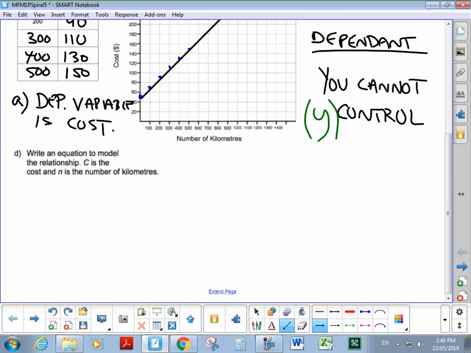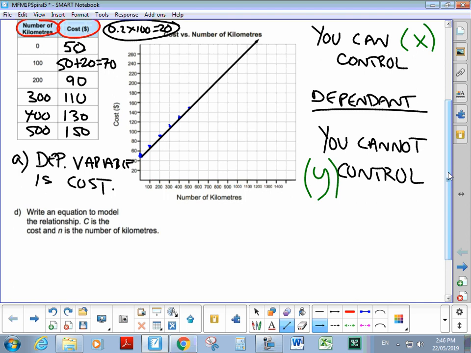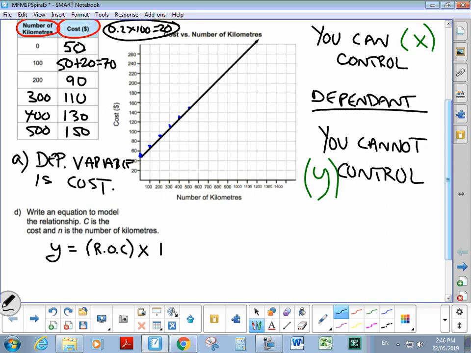Now, part D says write the equation. Remember, the equation is always y equals rate of change times x plus the initial value. What is our initial value? The initial value is where the graph crosses the y-axis. So the initial value is 50, or it's when 0 occurs in the table of values, so (0, 50). Our rate of change, it's nice because we did a table of values, so we know the rate of change is 20.